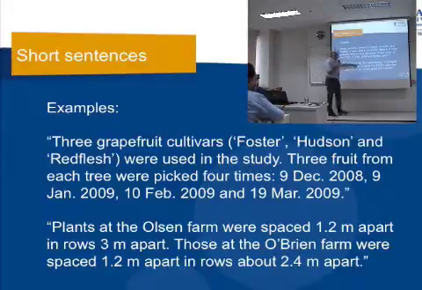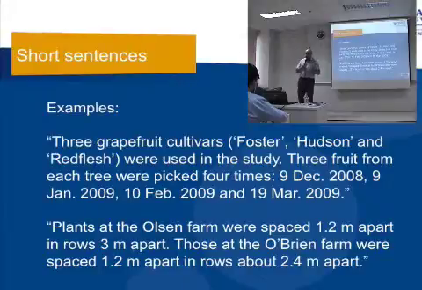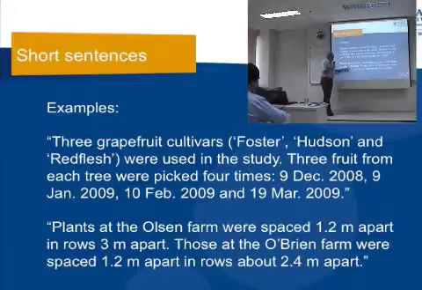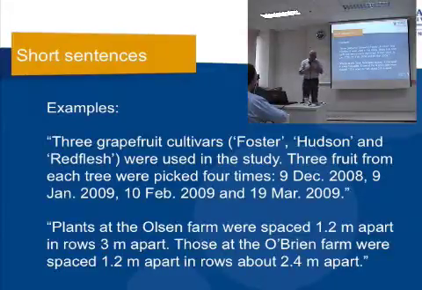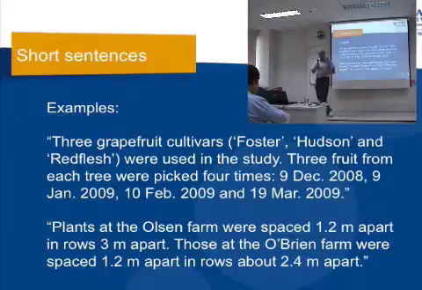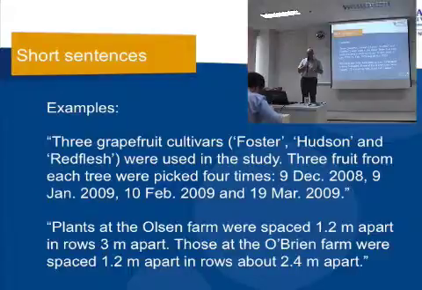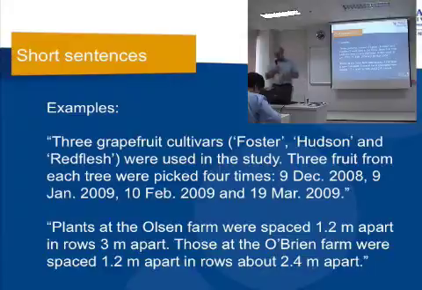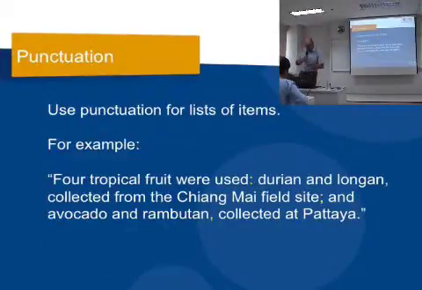Plants at the Olsen farm were spaced 1.2 metres apart in rows 3 metres apart. Full stop. Those on the O'Brien farm were spaced 1.2 metres apart and rows about 4 metres apart. Full stop. Again, I could have written all of that as one sentence, but it's two very clear pieces of information in each short sentence. So that's a couple of examples of short sentences.